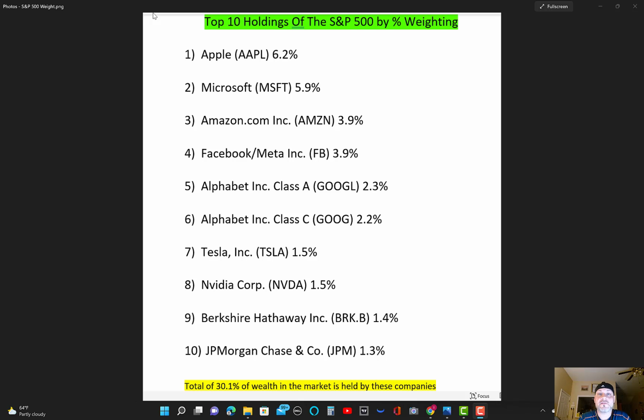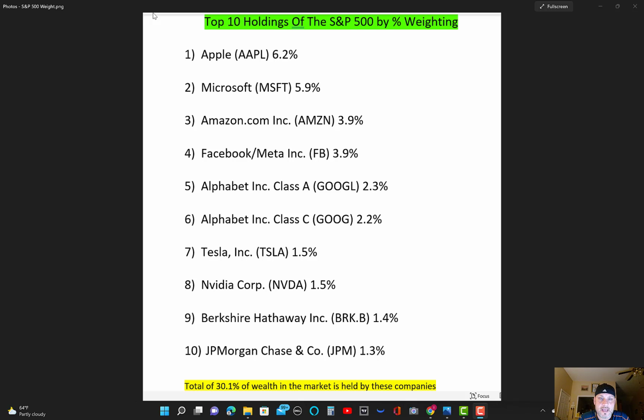Top 10 holdings of the S&P 500. Now this is by weighting, so this can differ. This can change. It just depends on quarterly revenue, what's going on with management, and also what's going on with the economy as a whole. Sometimes companies in first place might fall 1 or 2 places. Also, companies in 10th place might go up in ranks. So as of right now, this might be a little bit off depending on the time frame.